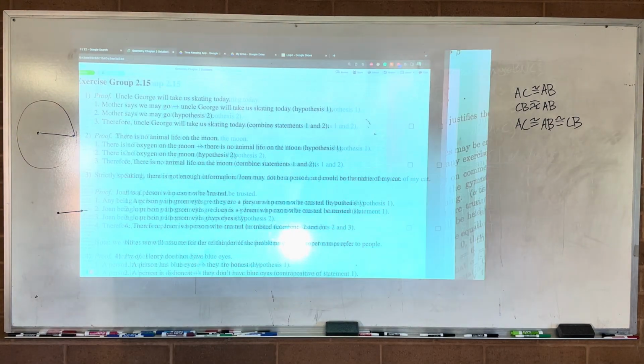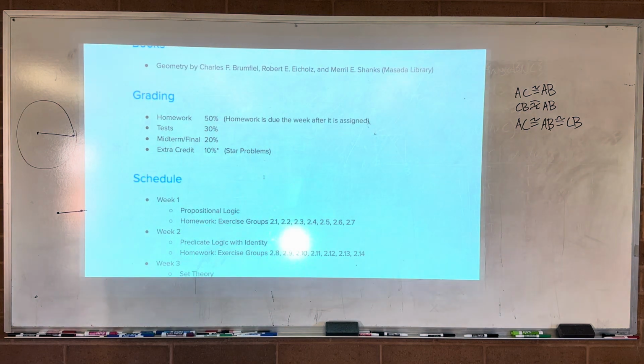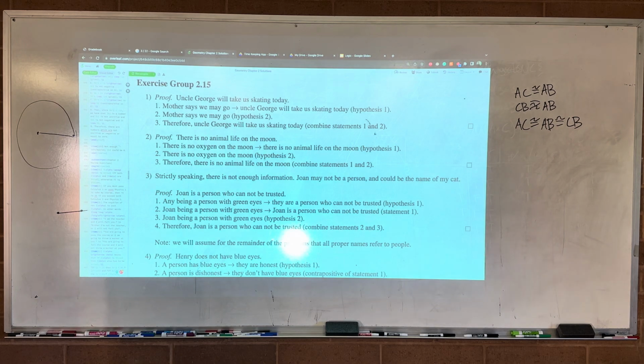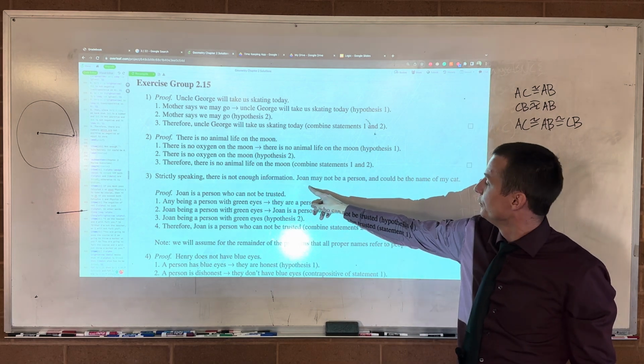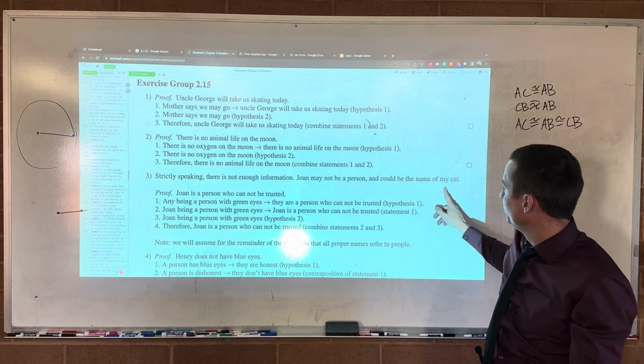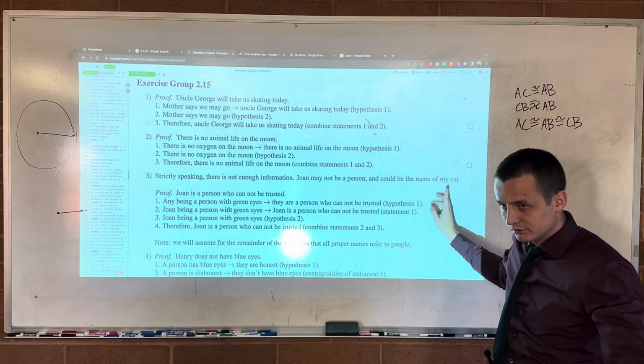All right, let's look at number 3. People with green eyes cannot be trusted. Joan has green eyes, therefore, Joan cannot be trusted. Now, my proof, I put a note in here. Strictly speaking, there's not enough information, because Joan may not be a person, she could be the name of a cat. We'll assume it's a person and continue from there.